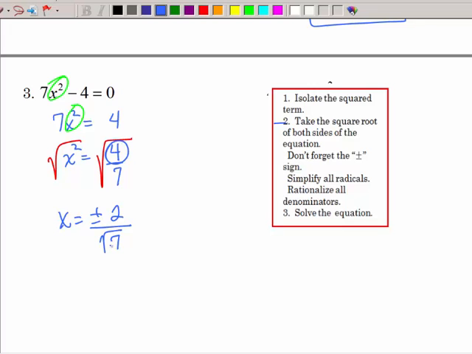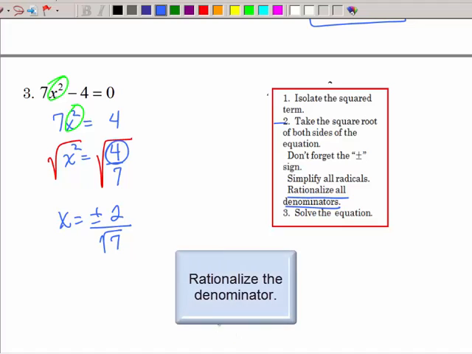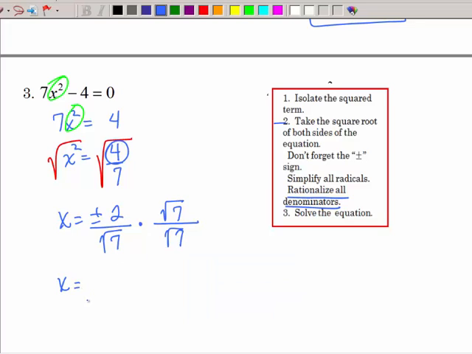Well, I've got a square root in the denominator, so I've got to rationalize the denominator. That means we multiply by the square root of 7 over the square root of 7. So we have plus or minus 2 square root of 7 over just 7. So we want to make sure we take care of all those radicals and don't leave any radicals in that denominator.